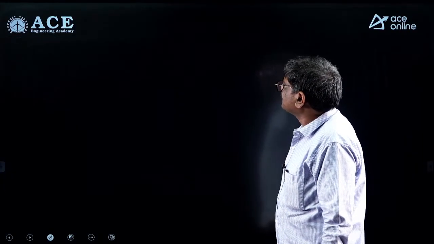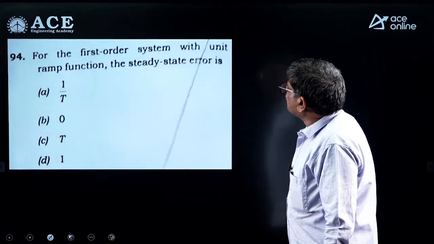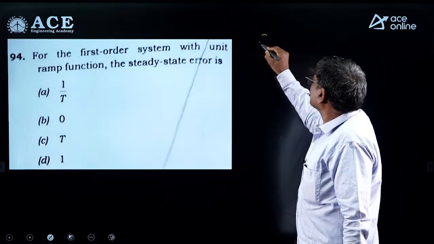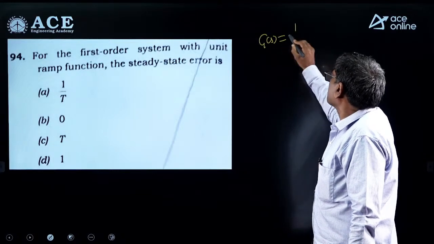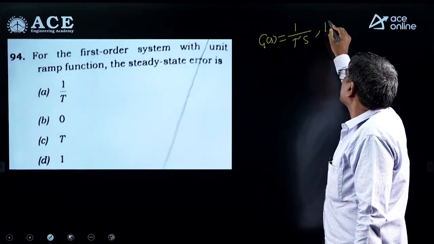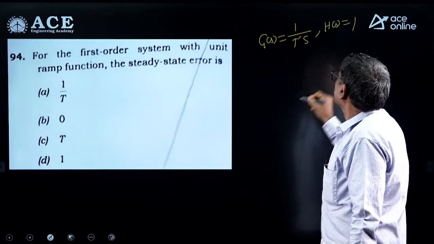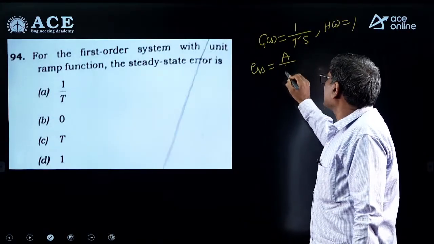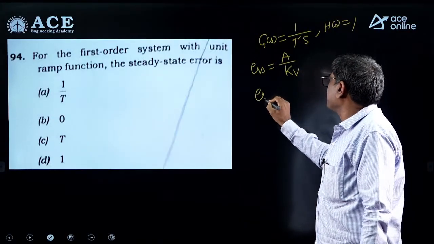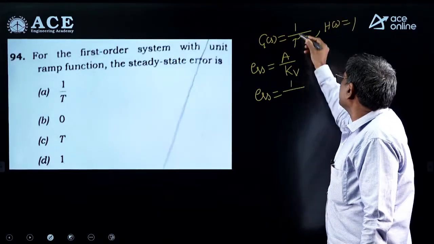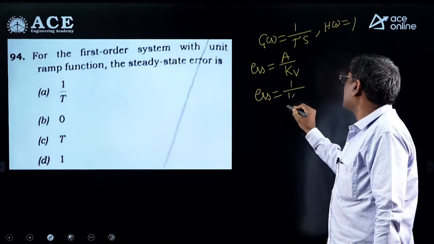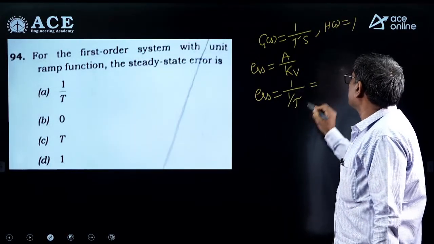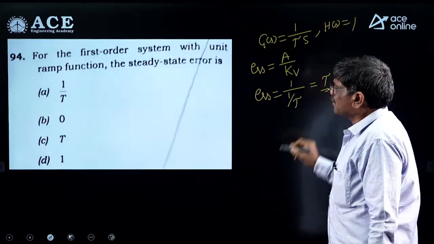Next, the first order system with the unit ramp function, the steady state error. What is the first order system? G of S equal to 1 by tau S, H of S equal to 1. So what is the steady state error for unit ramp? A by kV. Unit ramp means A is 1. kV, simply numerator constant by denominator constant you take, it will become 1 by tau. So you will get the answer tau. So the answer is C.